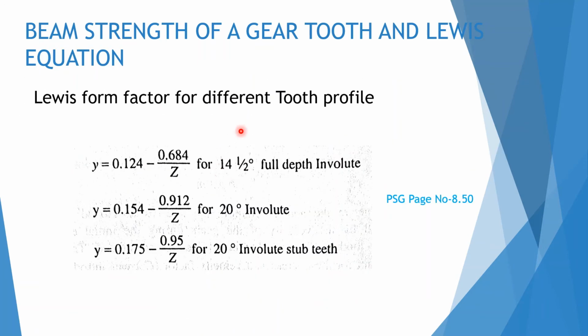The Lewis form factor for different tooth profiles is on PSG page number 8.50. So y is equal to this value for 14.5 degree full depth involute gear, and y is equal to 0.155 as a value for 20 degree involute, and y is equal to this one for 20 degree involute stub teeth. Okay, stub teeth means the depth is less than the full depth, right? So that is known as stub teeth gear. So these are the two types of gear teeth profile: full depth and stub teeth.